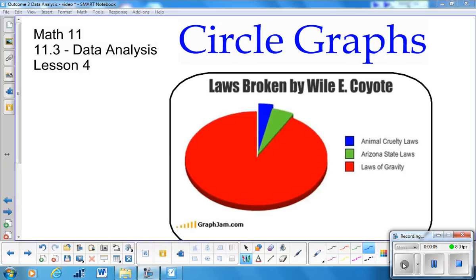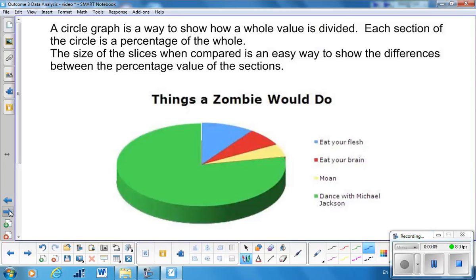Outcome 11.3, circle graphs. A circle graph is a way to show how a whole value is divided. Each section of the circle is a percentage of the whole. The size of the slices, when compared, is an easy way to show the differences between the percentage values of the sections. So this pie graph shows things a zombie would do.